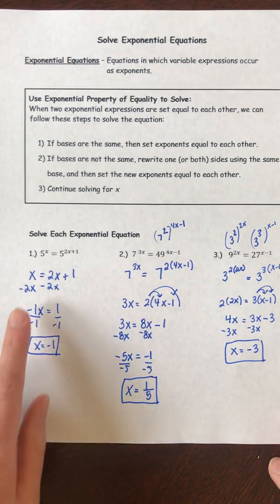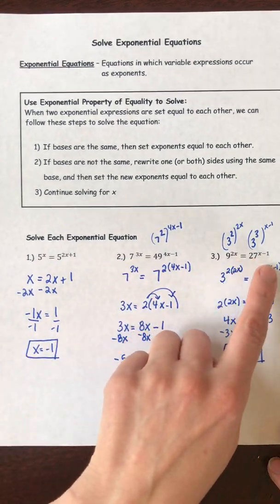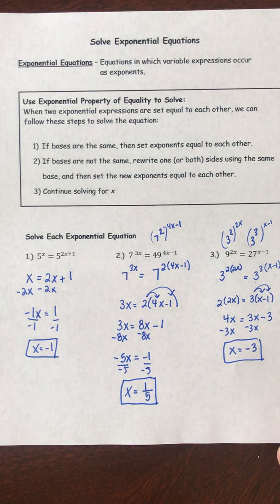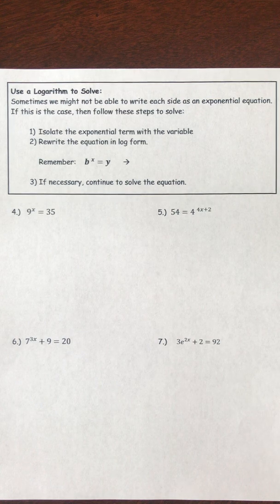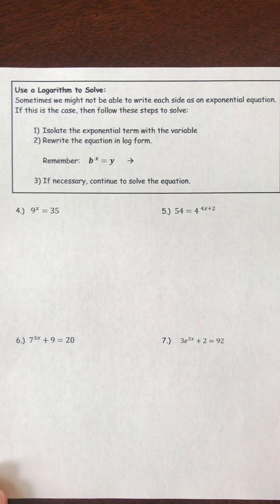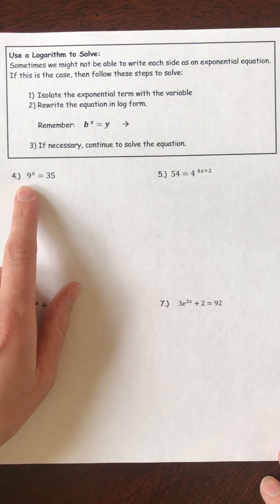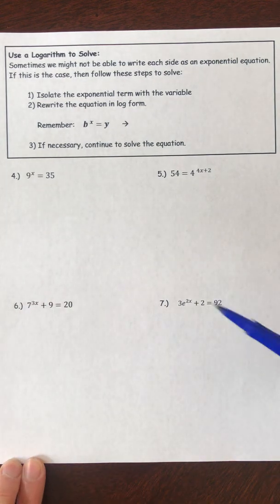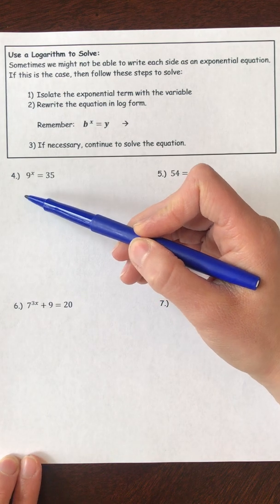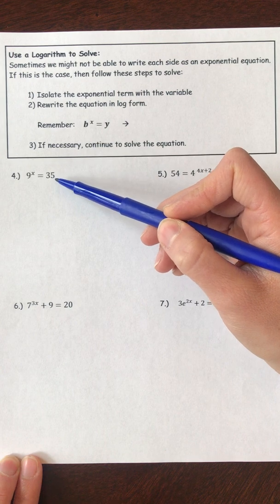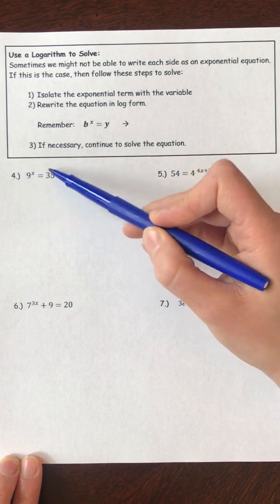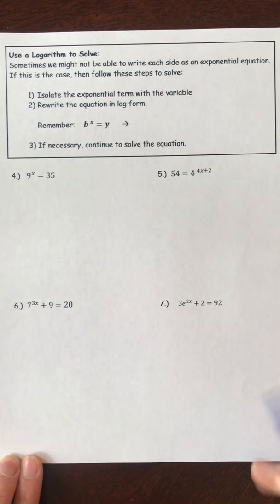Okay, so if you are able to rewrite each side in an equation so that they have the same base, do it, and then set both of those exponents equal to each other. In the second type of problems we're going to solve, we are not going to be able to rewrite each side as an exponential equation. So if you look at example 4 here, 9 to the x equals 35. Well, there is no number that if I raise it to an exponent gives me 9, and there's no number if I raise it to an exponent that gives me 35. So there's no possible way for me to turn this equation into like the first 3 that we did.